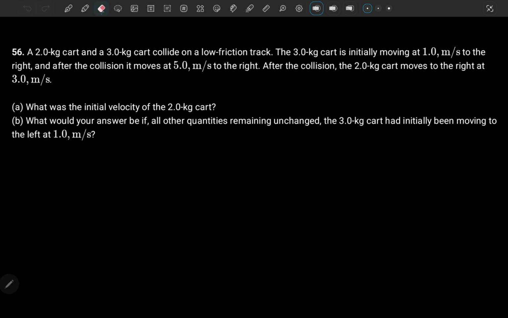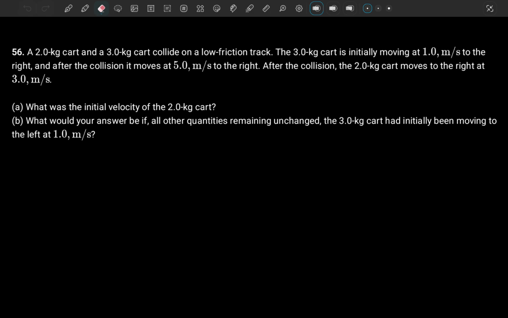Let's go. The question reads: a 2 kilogram cart and a 3 kilogram cart collide on a low friction track. The 3 kg cart is initially moving at 1 meter per second to the right, and after collision it moves at 5 meters per second to the right. After the collision, the 2 kilogram cart moves to the right at 3 meters per second. What was the initial velocity of the 2 kilogram cart?